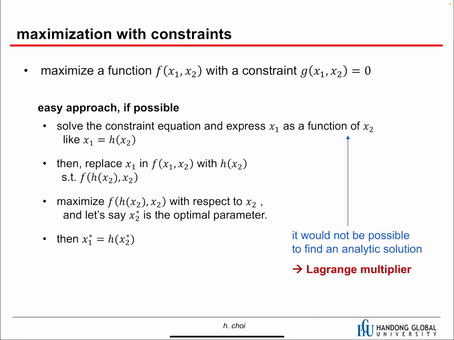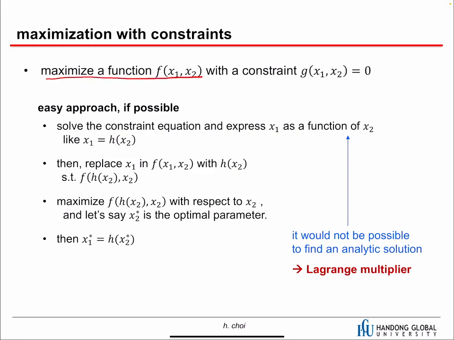And when we maximize, sometimes we have a constraint. By the way, minimization is the same as maximization, so it's basically the same problem. So we're going to focus on maximization here. When we maximize the function, sometimes we have a constraint. So we can formalize this problem like this.